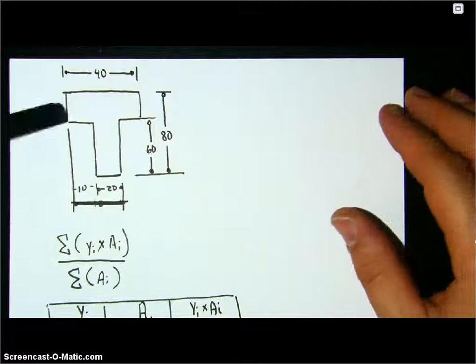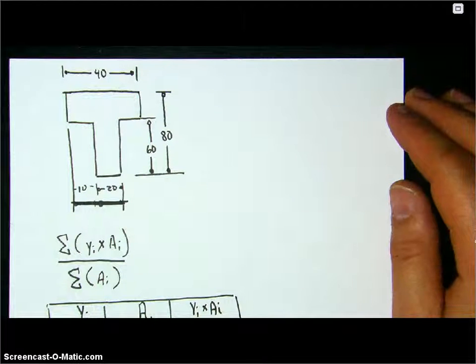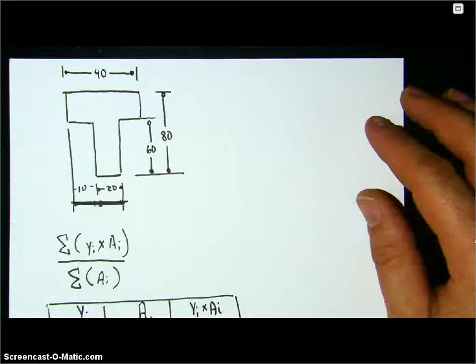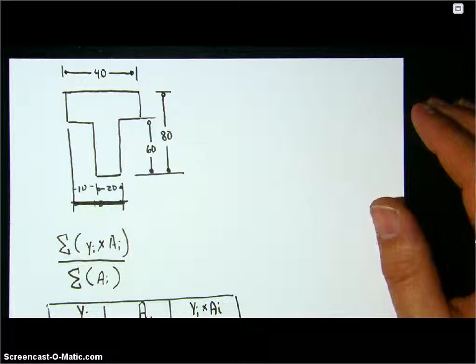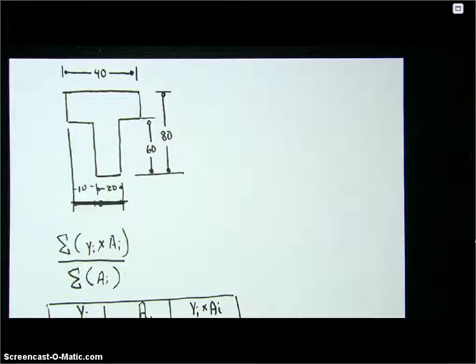All right, so for a simple T shape here with the measurements that we have above, what we need to do is take this shape and divide it into smaller shapes that we can figure out pretty easily, right? There's not really an easy formula for finding the centroid location for just a T, right? But if we break it into two rectangles, well, then we can figure that out, all right?